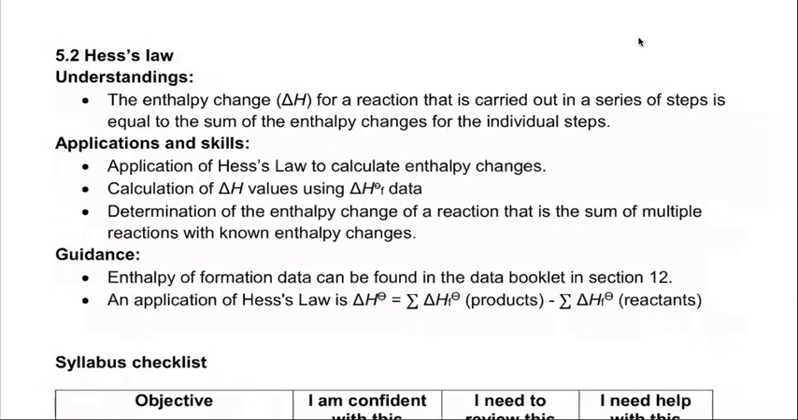Basically, if I want to determine the enthalpy change for a reaction, and that reaction is carried out in multiple steps in a series, I can add up the enthalpy changes of all the individual steps. It's like going from point A to point C. I can go straight from A to C if I know that information, but if I don't, maybe I know how to get from A to B and then B to C, and I can add those two together to get from A to C.